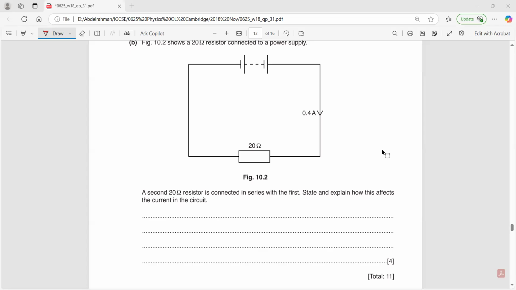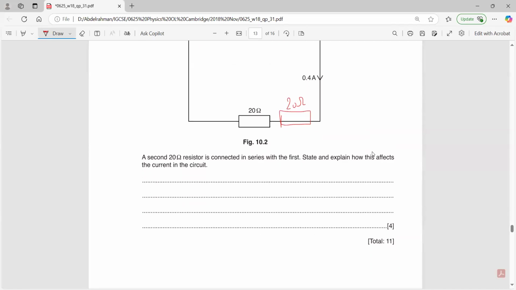I'm adding another resistor in series, so this is another 20 ohm resistor. So what happens to the total resistance? The total resistance increases, and it becomes equal to 40 ohms. Total resistance is now equal to 40 ohms.